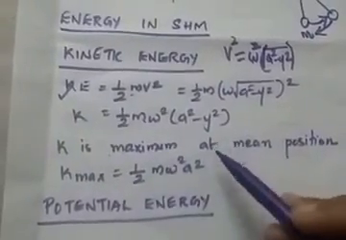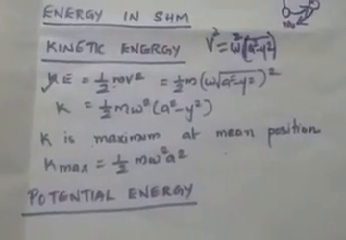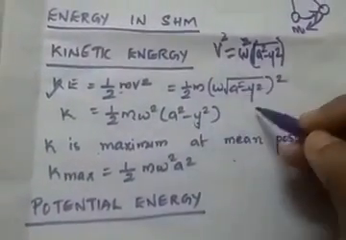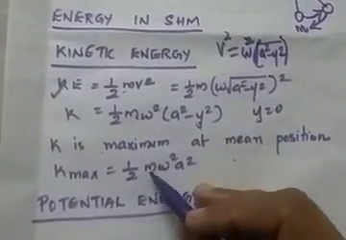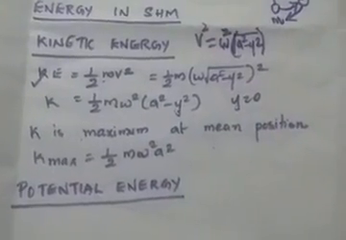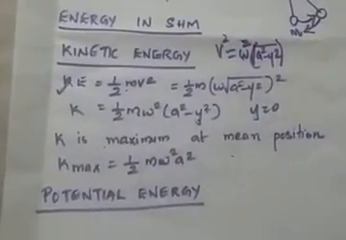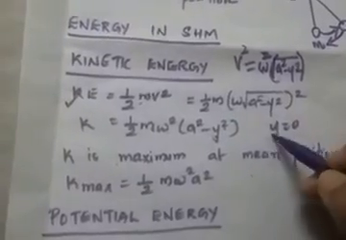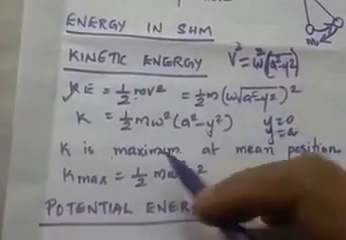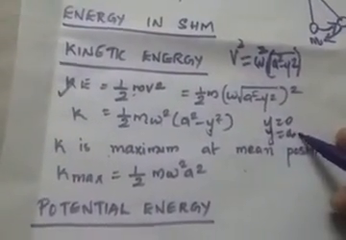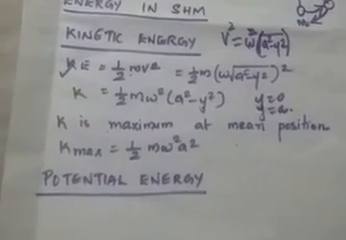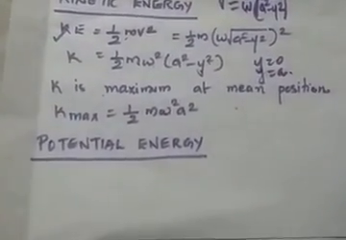And this kinetic energy is maximum at the mean position, because when you put y equal to 0 you will get the maximum kinetic energy, which is half m omega square a square, and y equal to 0 is the mean position. At the same time, when you put y equal to a, you will get kinetic energy as 0. So a is the extreme position. That means kinetic energy is minimum at the extreme position.